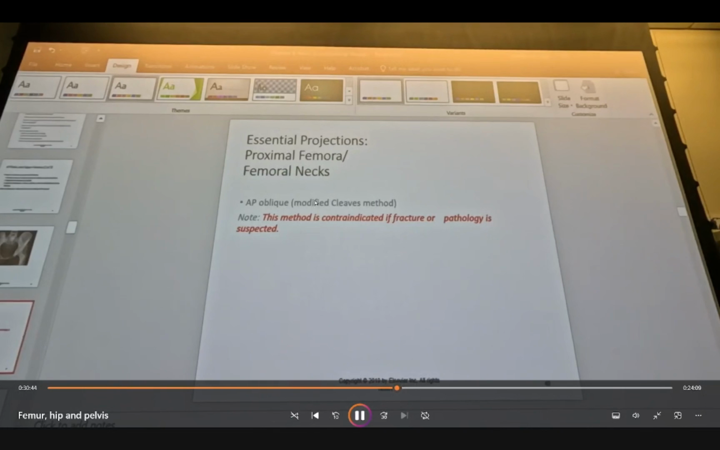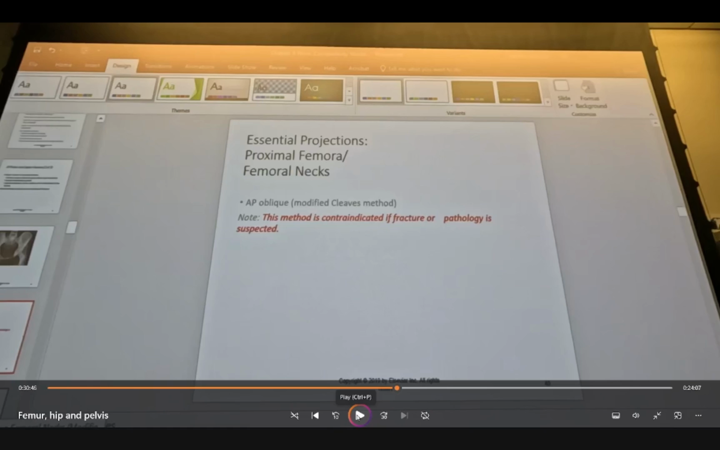All right, so Cleaves method, what we're going to talk about is modified Cleaves. And the original Cleaves calls for a cephalic central ray angulation. It's just not all that common. So a Cleaves method is, if you're looking at the 16th edition on page 386, you're looking at the Cleaves method. So Cleaves method is sometimes referred to as the frog leg. So you can do bilateral or you can do unilateral.